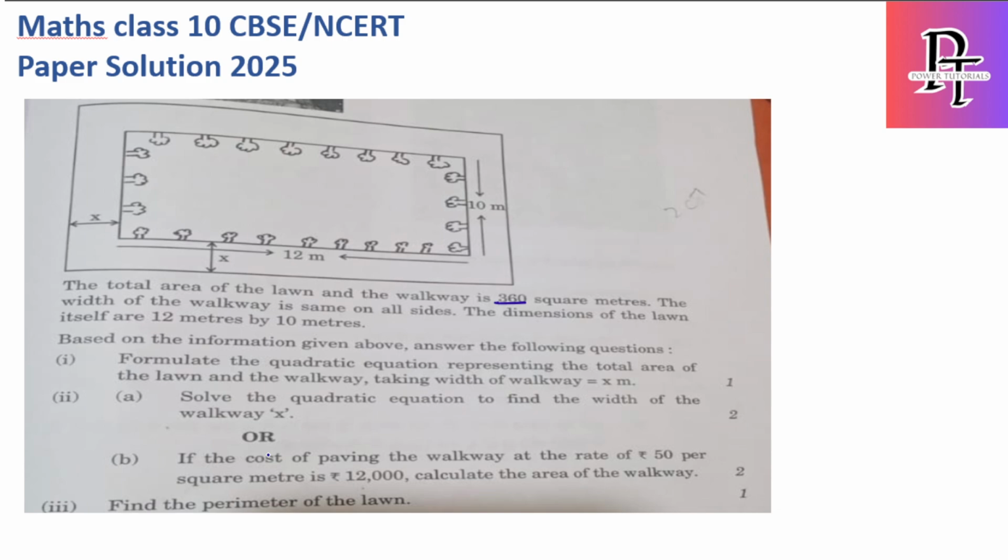Now the next part: if the cost of paving the walkway at the rate of 50 rupees per square meter is this much, calculate the area of the walkway.